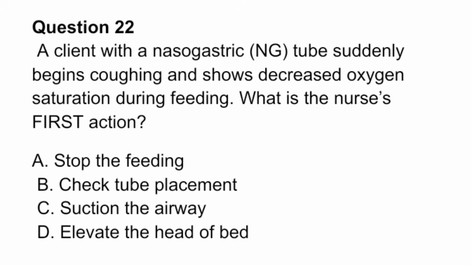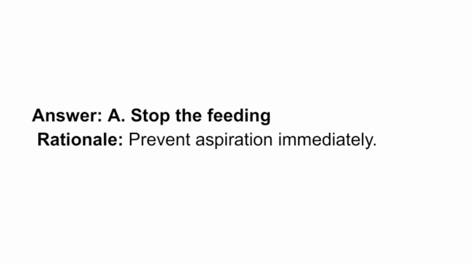Question 22. A client with a nasogastric (NG) tube suddenly begins coughing and shows decreased oxygen saturation during feeding. What is the nurse's first action? A. Stop the feeding. B. Check tube placement. C. Suction the airway. D. Elevate the head of bed. Answer: stop the feeding. Rationale: prevent aspiration immediately.